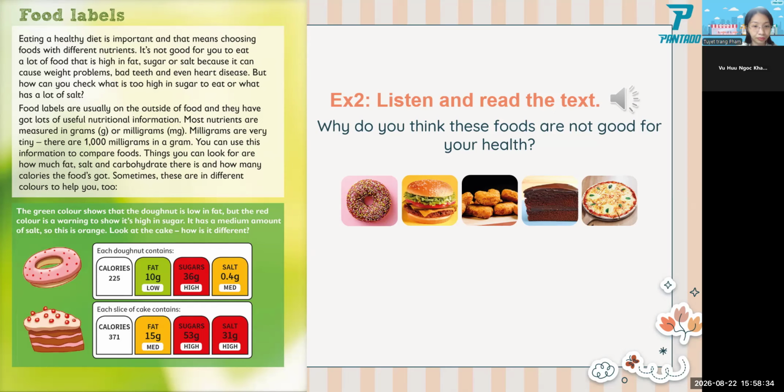The green colour shows that the donut is low in fat, but the red colour is a warning to show it's high in sugar. It has a medium amount of salt, so this is orange. Look at the cake. How is it different?